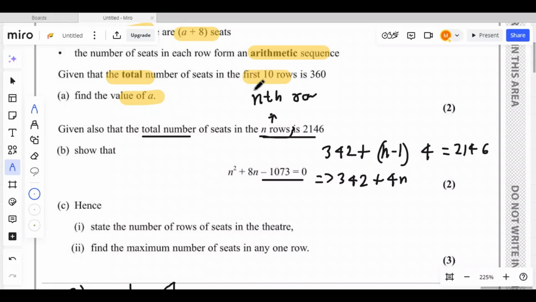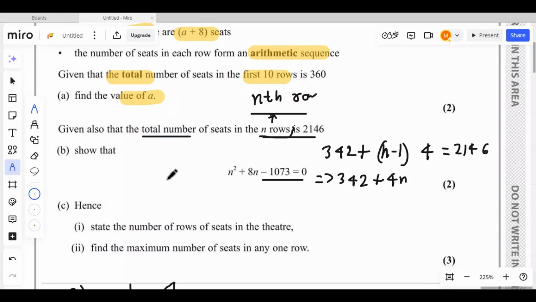So in this type of questions, always keep in mind how to figure out whether to consider the sum of n terms or the formula for the nth term. Since in this case they said the total number of seats in the n rows, this means that this is the sum. That's why we considered the equation for the sum. If they had said the nth row, in that case we would consider the formula for the nth term of an arithmetic progression.